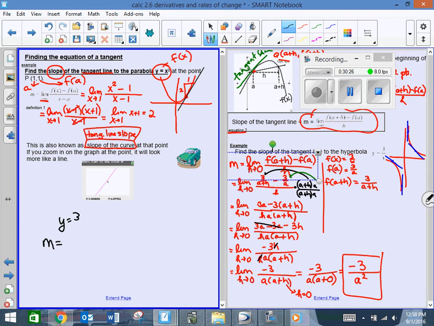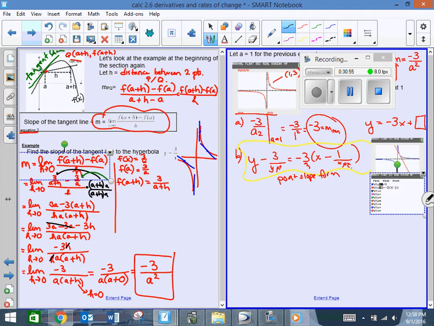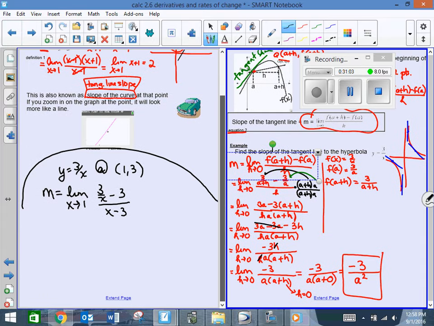This was y equals 3 over x, m equals the limit as x approaches, remember we were approaching 1, of f of x minus 3 over x minus 3. Okay, we should get the same thing. What did we get before for the slope? The slope was -3. Okay, so I'm just doing a different route here.